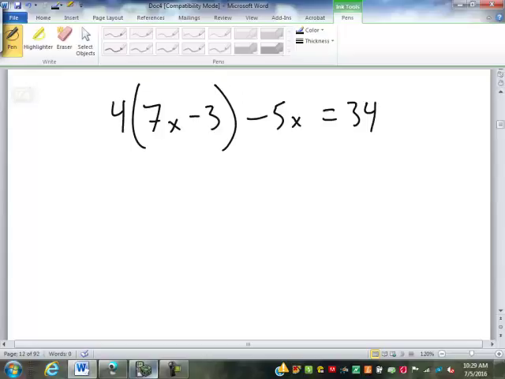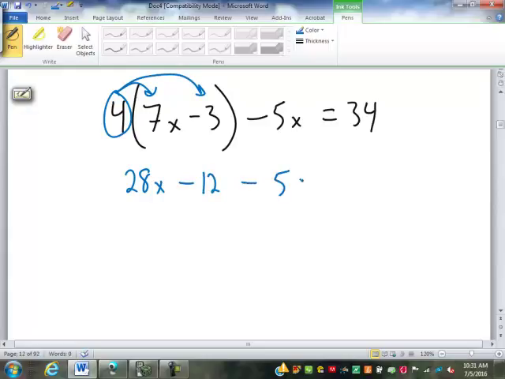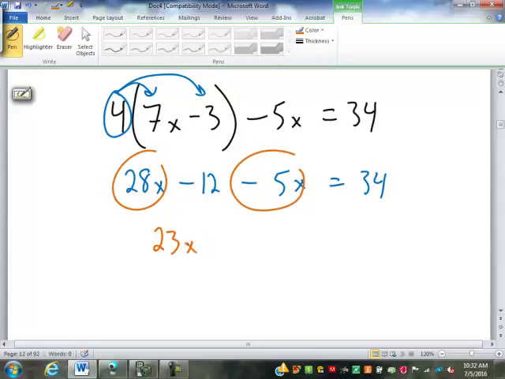Try that one in your notes. Where do we start? 4 times 7x is 28x. And then 4 times negative 3, negative 12, minus 5x equals 34. Good. And then 28x and negative 5x makes 23x minus 12 equals 34.